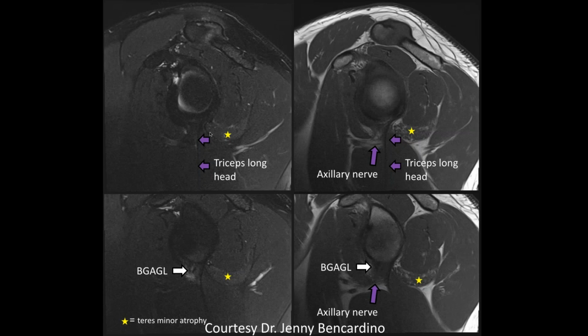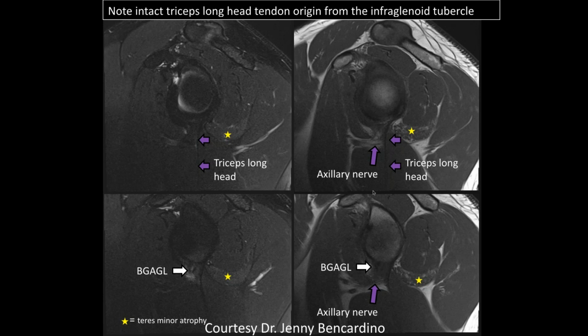Okay, triceps, long head. Okay, we have a chronic tear of the triceps also. It looks very thin now. Here's the axillary nerve. Now this is the atrophy of the teres minor. Teres minor, and so there may be involvement here of the axillary nerve, which may lead to the teres minor atrophy.